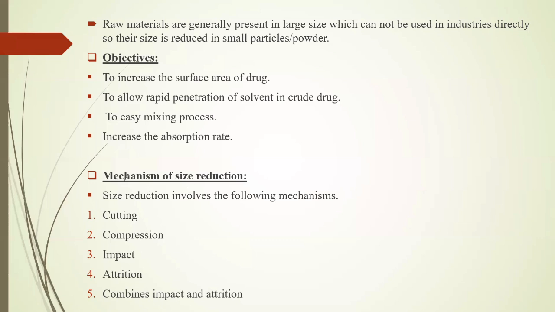Next is the mechanism of size reduction. Like, what are the mechanisms involved in the size reduction? The size reduction involves the following mechanisms. First one is cutting, second compression, third is impact, fourth one is attrition, and the last one is the combined, which means it combines both impact and attrition. So these are all the mechanisms by which we can reduce the size of the particle. Okay, so let us know in detail what the mechanisms of size reduction are.